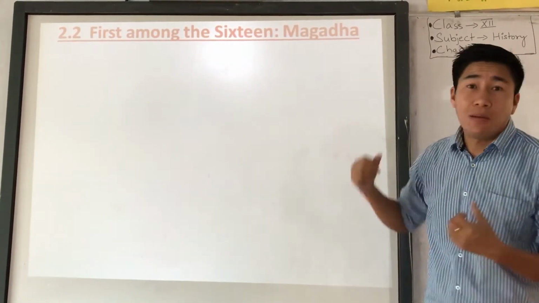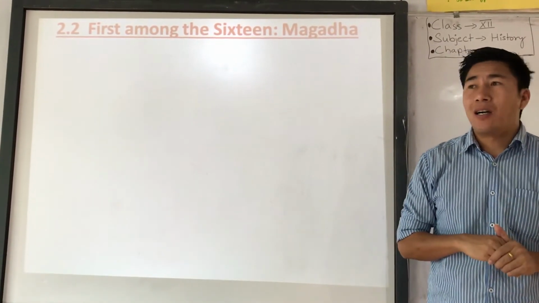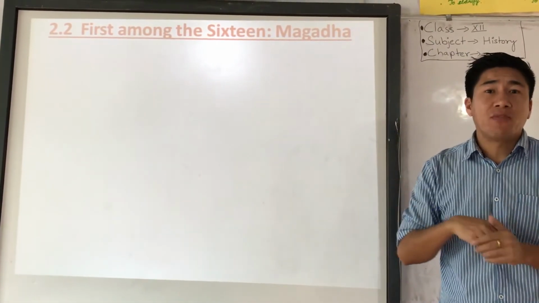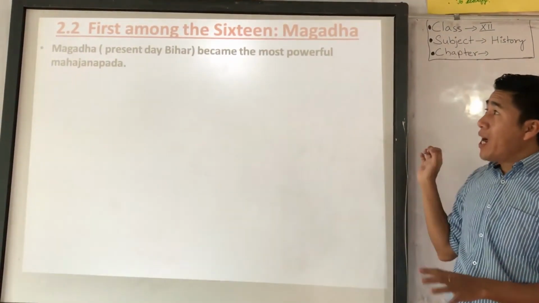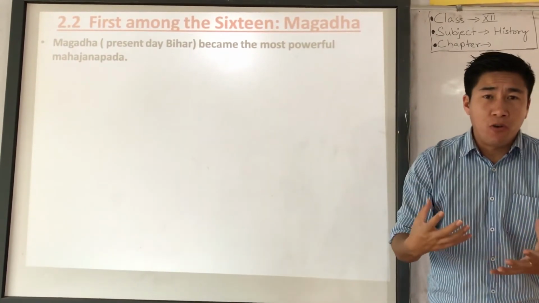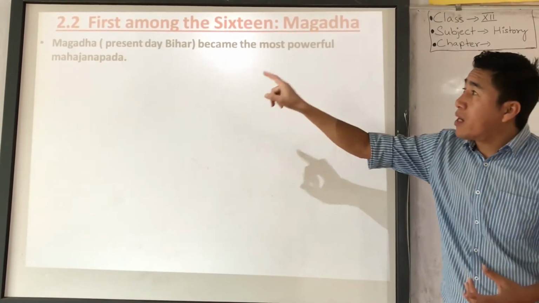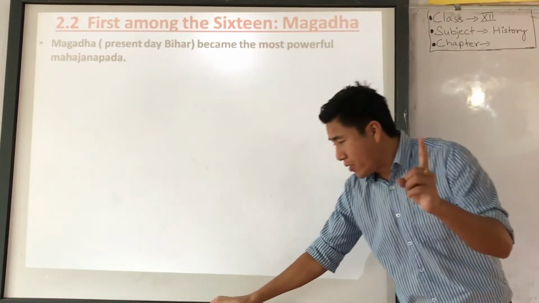So of course it's Magadha, present day Bihar, and the capital city is Rajgir, right? And later on we shifted to Patliputra. Now see why this is called the most powerful, we are going to discuss here. Magadha, present day Bihar, became the most powerful Mahajanapada because there are some reasons.